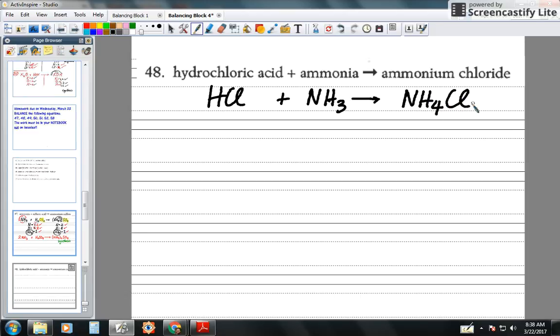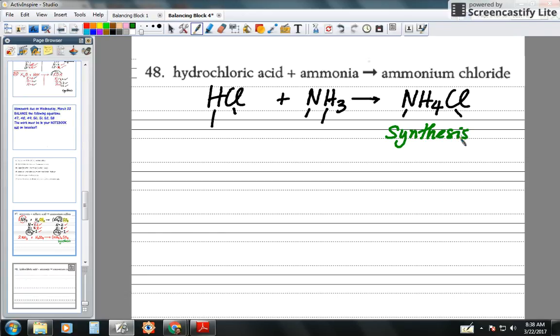Now that all the formulas are correct, you can probably notice very quickly that this equation is already balanced. There's a total of 4 hydrogens on each side. There's 1 chlorine on each side of the reaction, and 1 nitrogen on each side of the reaction, which just goes to show that sometimes, if you have the correct formulas, an equation is already balanced. Hopefully you can also realize that this is also a synthesis reaction.